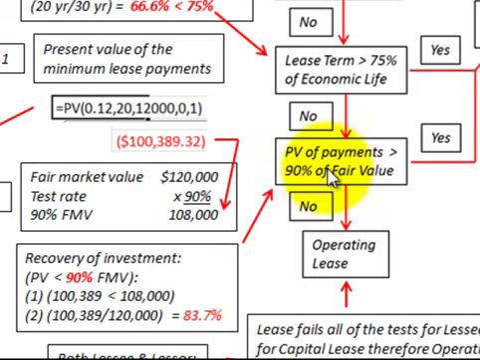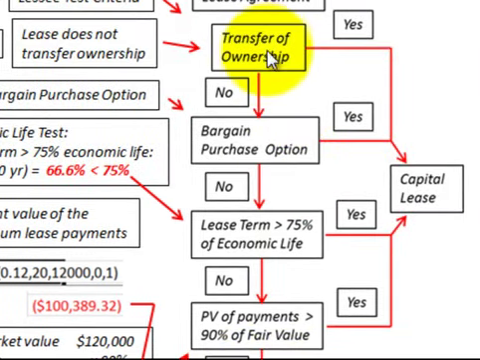So we have now not passed any of those 4 tests, so that means we're classified as an operating lease. These 4 tests that we looked at, the transfer of ownership, the bargain purchase option, the lease term greater than 75% of the economic life, and the present value of the lease payments being greater than 90% of the fair value, are the 4 test criteria that you would use for the lessee when you're determining if it's a capital lease or an operating lease.